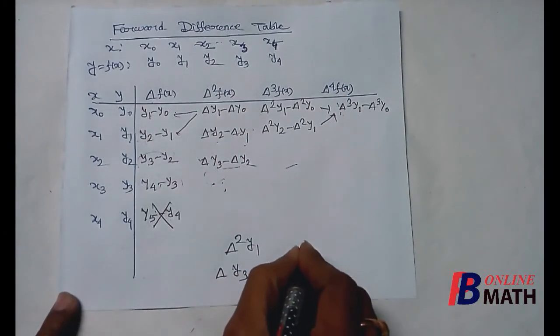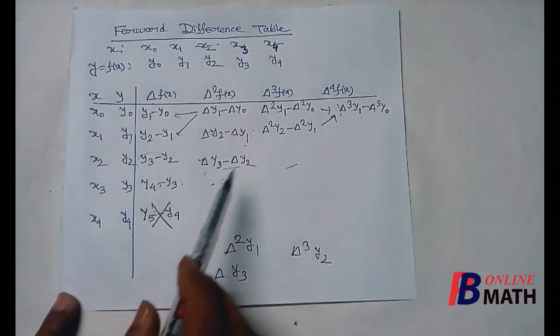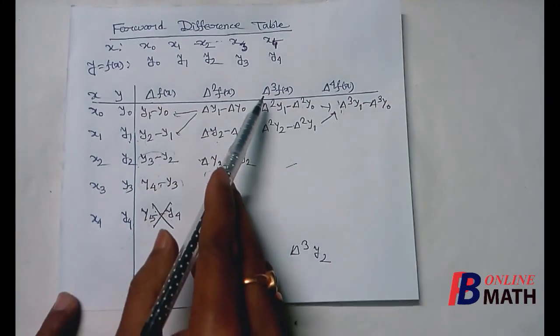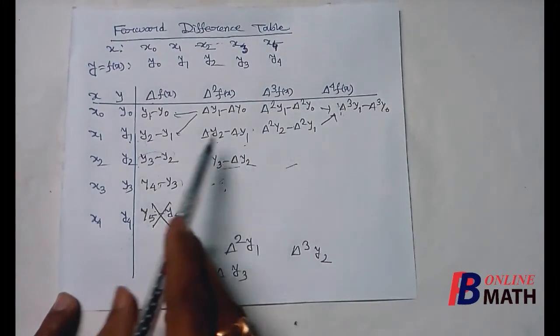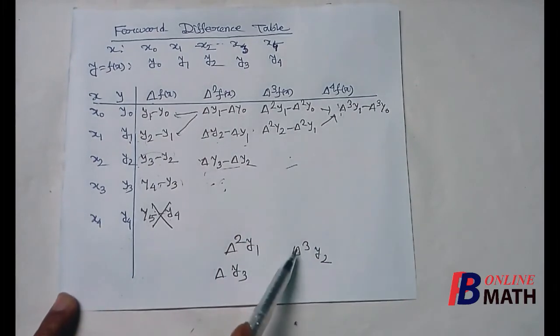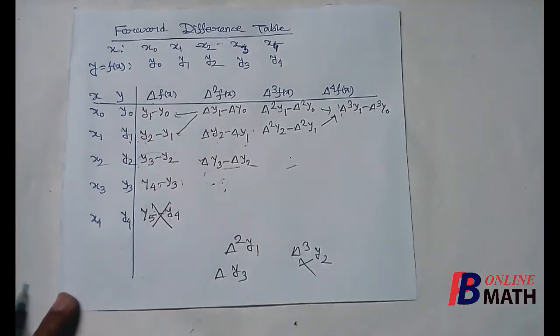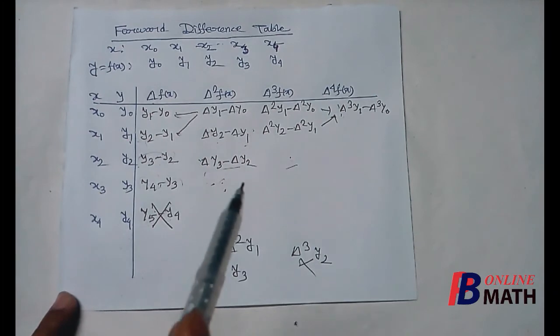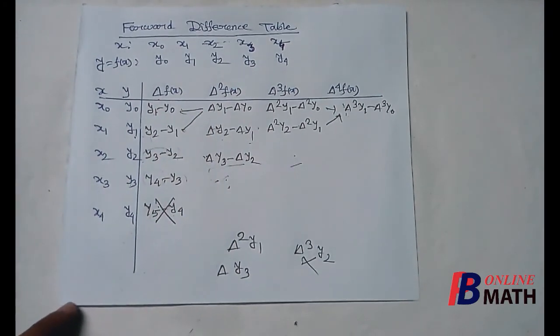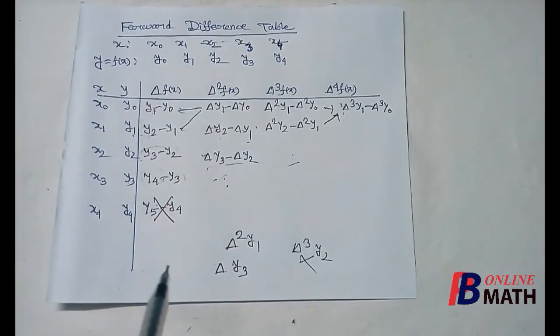Suppose we need to find delta cube y2. Now to find delta cube y2, we need to look at the column of delta cube. So this is delta cube. Now y2 is this one. So here we find that delta cube y2 is not available. So from the forward difference table, we can find any order forward difference of any entry. So this is the table of forward difference. With this we complete this part.